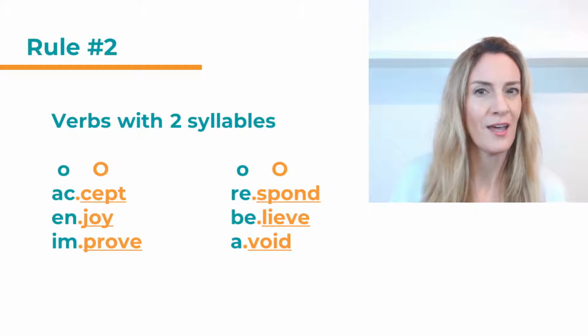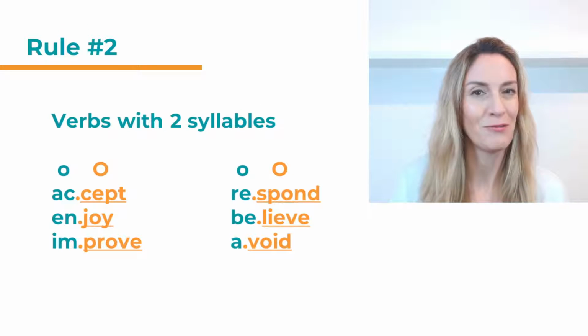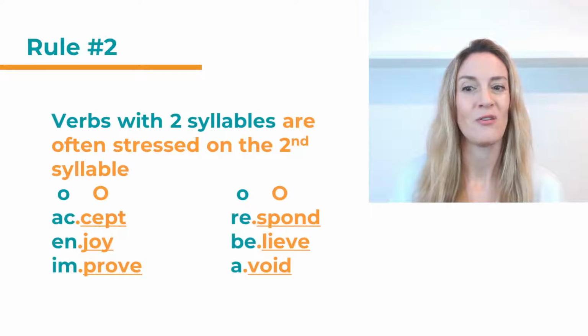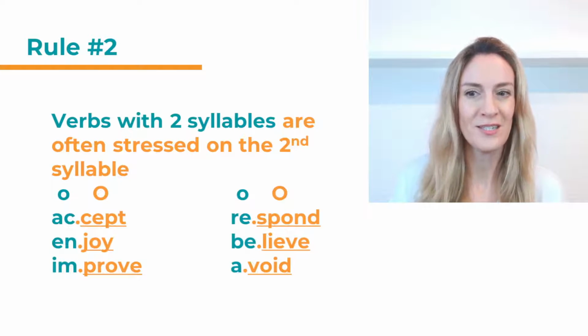Accept, not accept. No, that would be wrong. Accept. Stress is on the second syllable. So verbs with 2 syllables are often stressed on the second syllable.